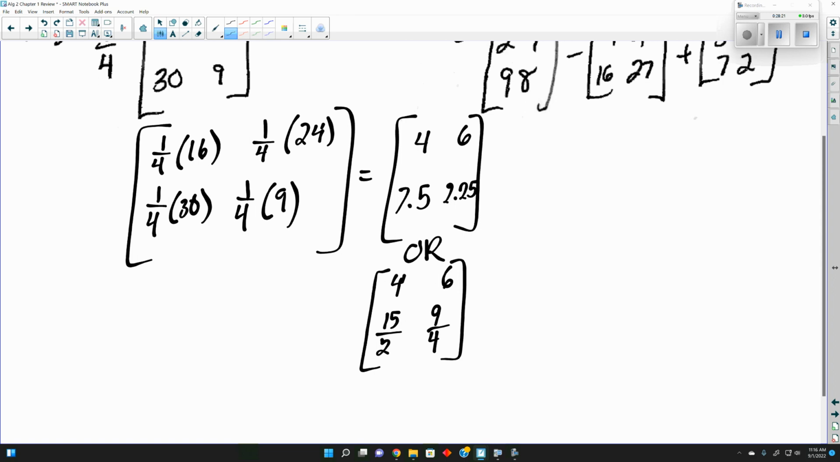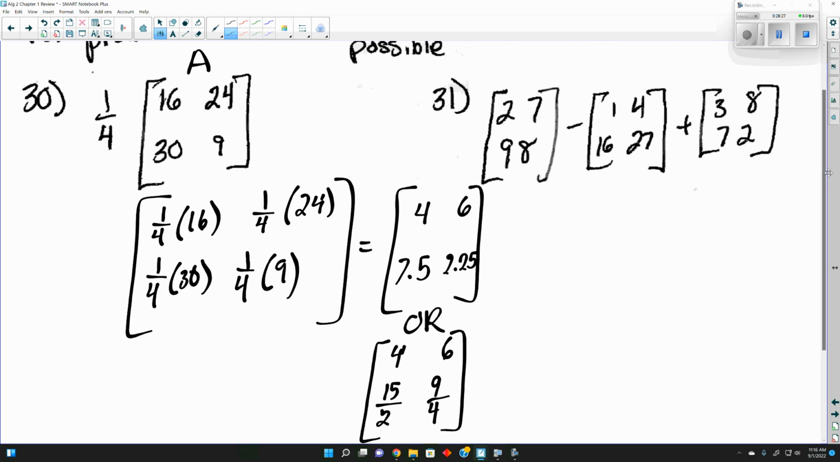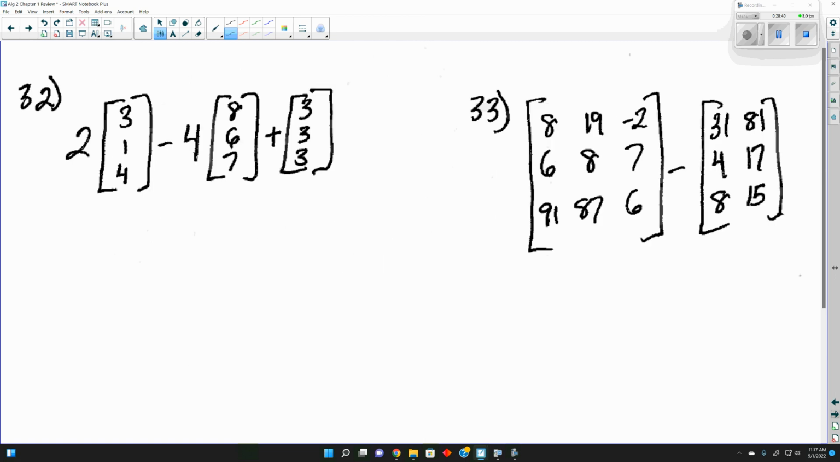Questions on this here? Any other questions on these two here? We good with, I think it's 32 and 33 on y'all's? Any questions on these two here?